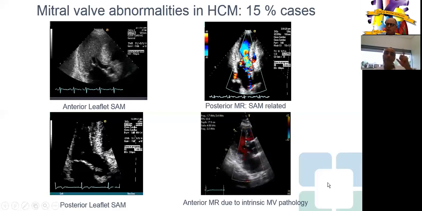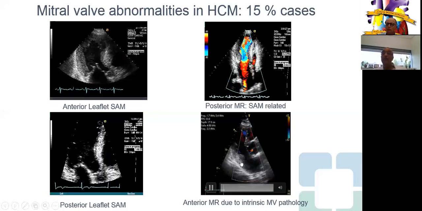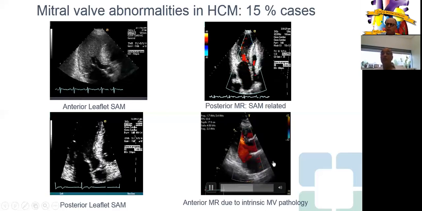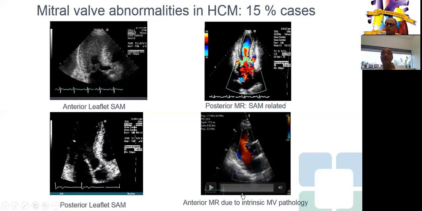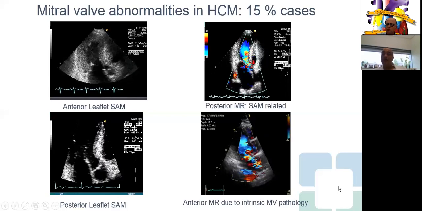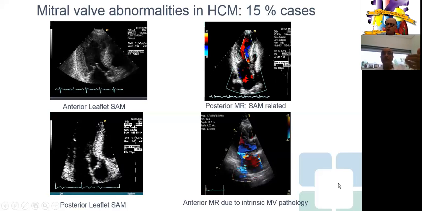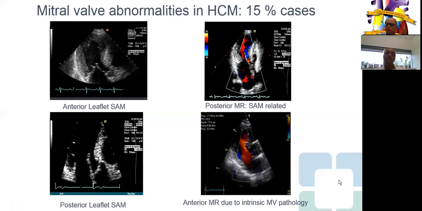So this is important to know, because trying to do a myectomy in this patient or an alcohol septal ablation in the patient with an anterior jet of MR is not going to solve the problem. You will need to address the mitral valve.